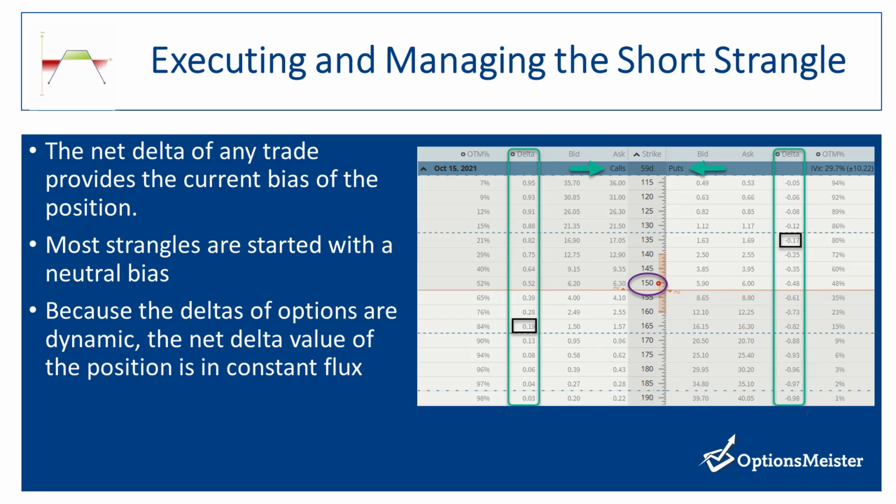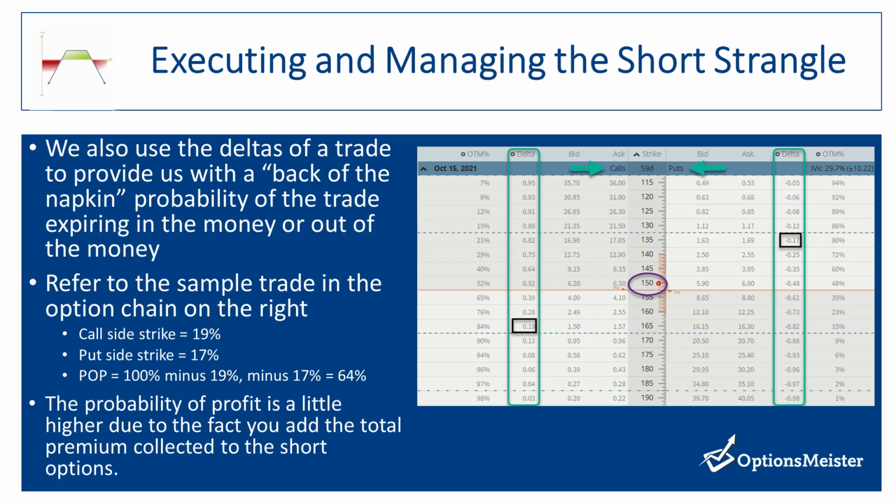The net delta of any trade provides the current bias of the position. We start most strangles with a neutral bias. We also use the deltas of a trade to provide us with a back-of-the-napkin probability of the trade expiring in the money or out of the money.